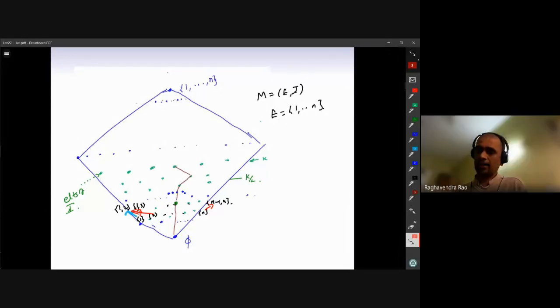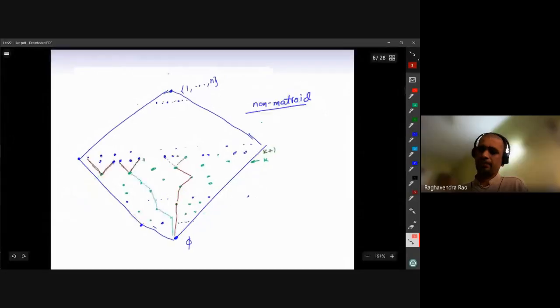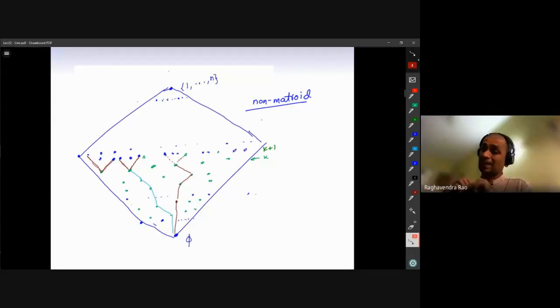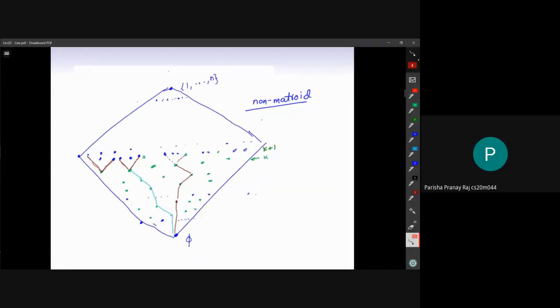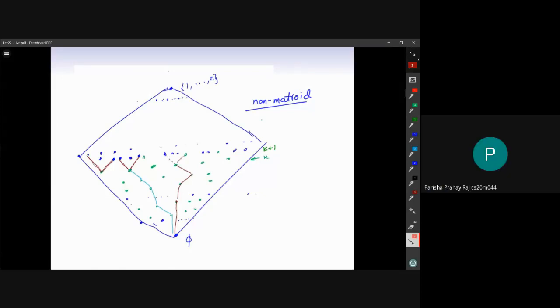Sir, can we go to the non-matroid example? Yes. I don't understand this part. What was the question that we are dealing with here? The question is that we're trying to find the maximum cardinality subset in the set I, starting from the empty set by drawing edges.